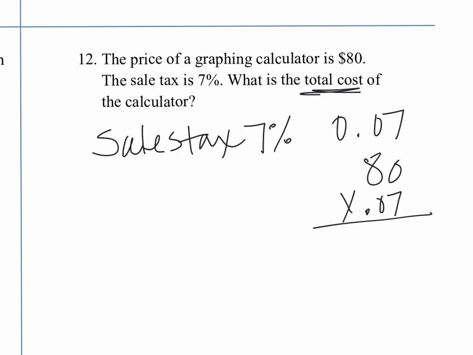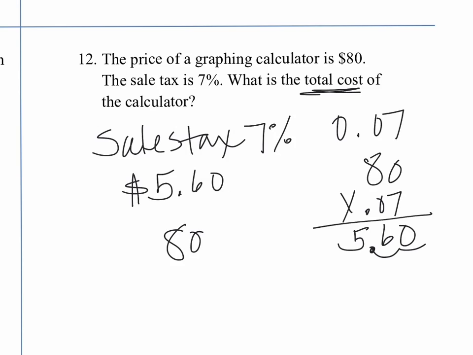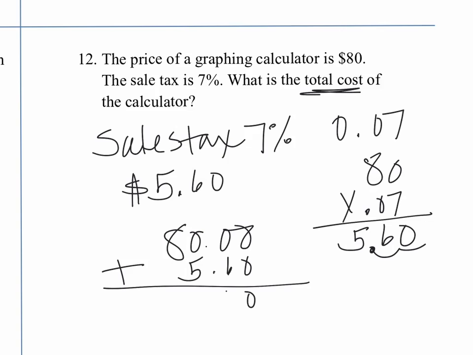7 times 8 is 56. Add a 0, that'd be 560. And bring it over 2 spaces. So the sales tax, just the sales tax, is $5.60. We have to add the $80 to the $5.60. So the final selling price, the total cost of the calculator, is $85.60.